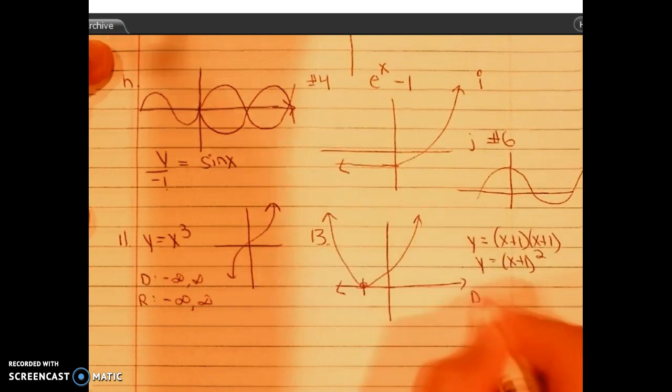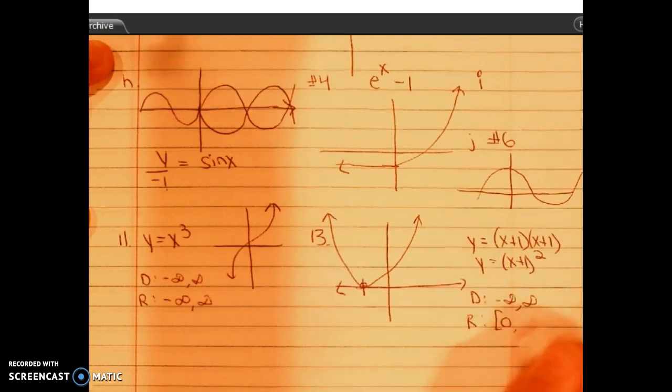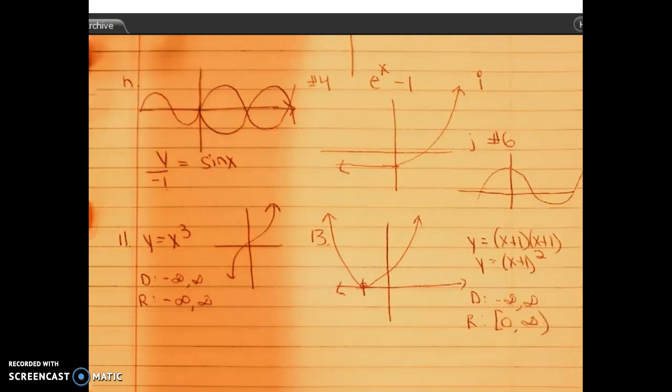So our domain again is negative infinity to infinity. Our range, we're starting here and we're going up. So that would be 0 to infinity.